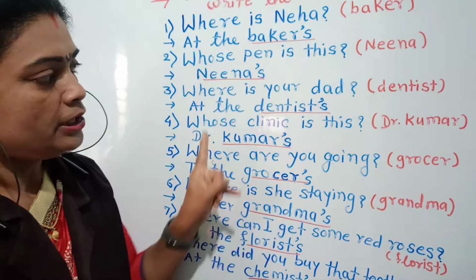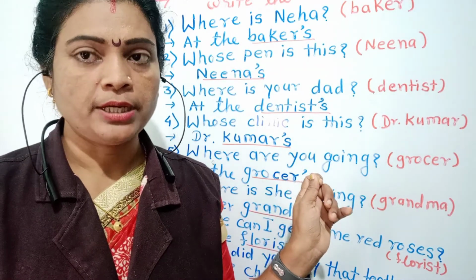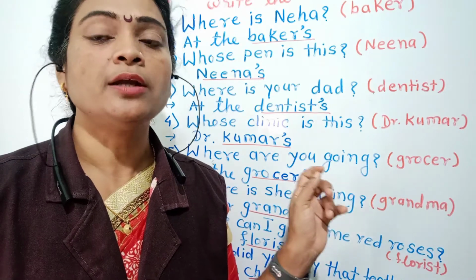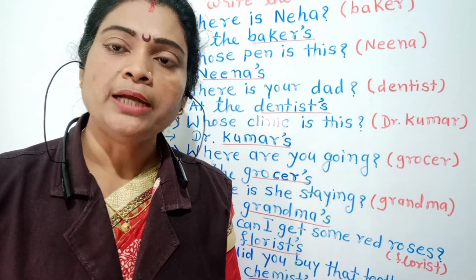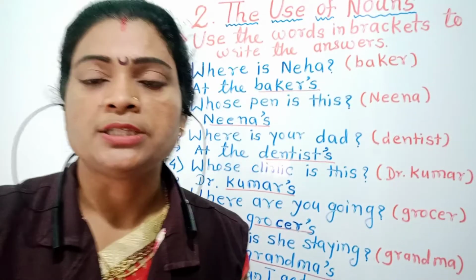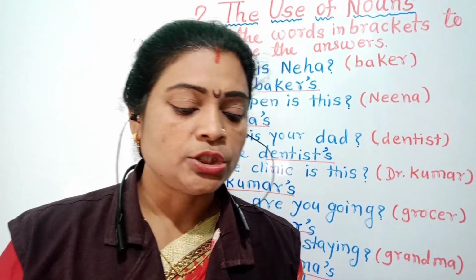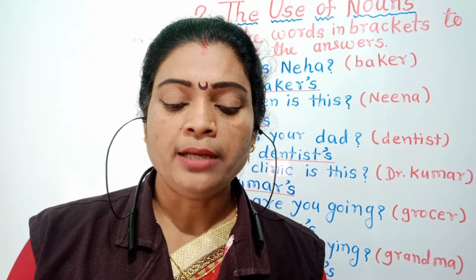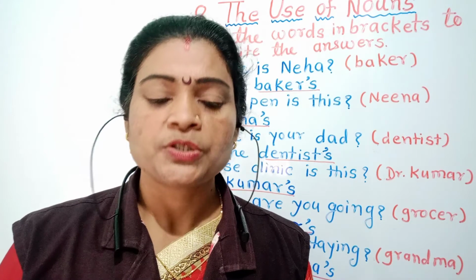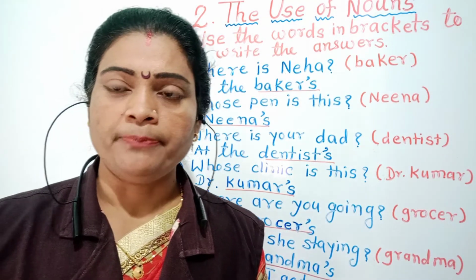In this way you can understand when we use apostrophe s in the possessive form. Possessive means here apostrophe s. And we know that we use apostrophe s for the possessive. It indicates ownership, or it is also used for the place where one lives or works. So through this exercise, I hope you understood this exercise very well. Thank you.